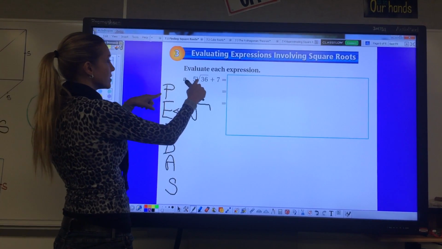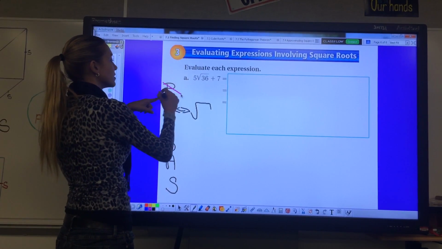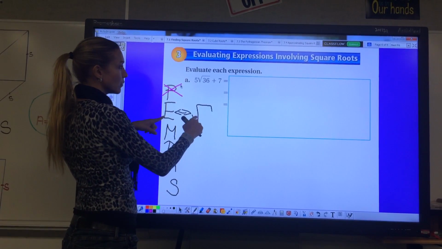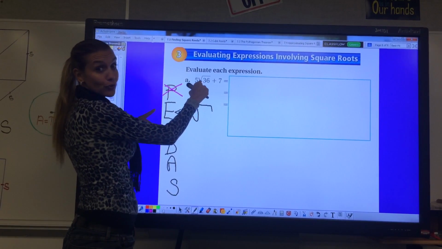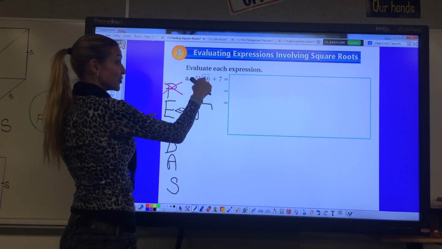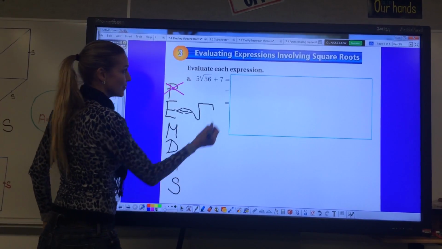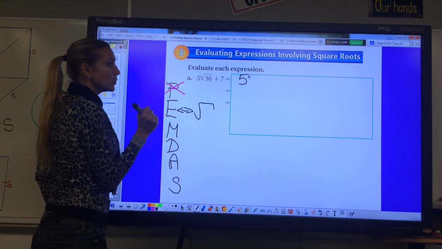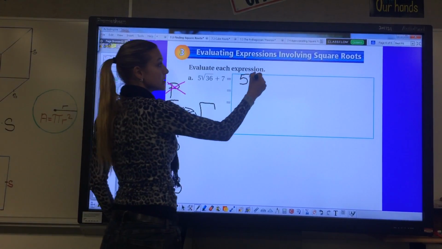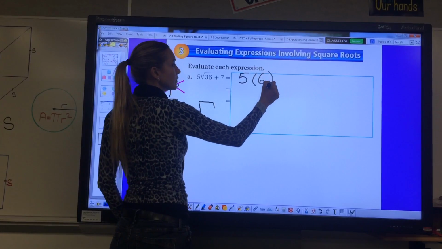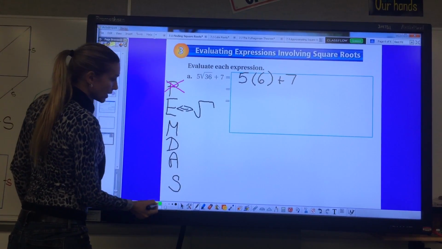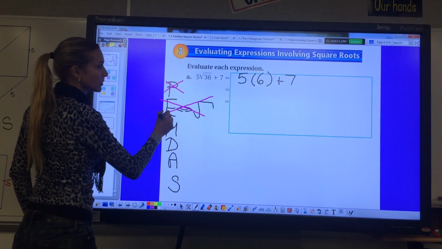P, do I have any parentheses? No, I do not. So parentheses is taken care of. Now I have exponents or square roots. I do have a square root right there, so I have to attack that first. So now I have 5 times the square root of 36. Well, what is the square root of 36? It's 6, because 6 times 6 will give me 36, plus 7. I took care of my exponents and radicals.